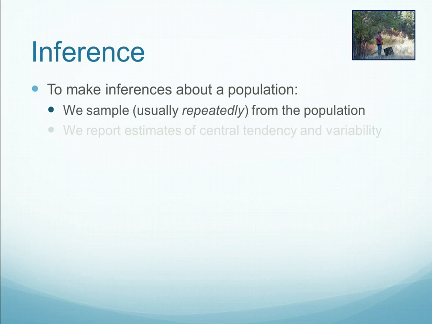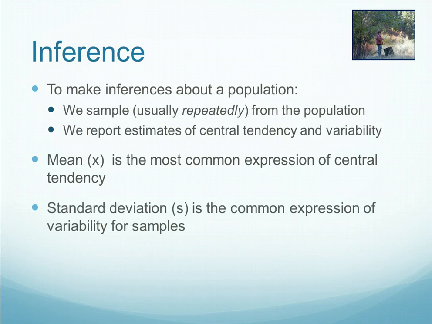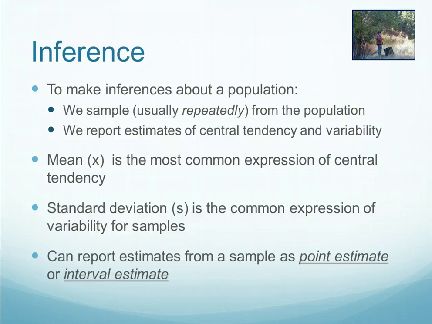To make inferences about a population, we sample from that population, usually repeatedly, and we report estimates of central tendency and variability. The mean is the most common expression of central tendency, and the standard deviation is the most common expression of variability for samples. We can report estimates from a sample as either a point estimate or an interval estimate.